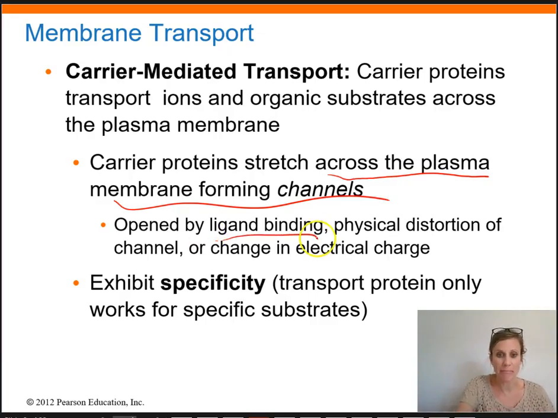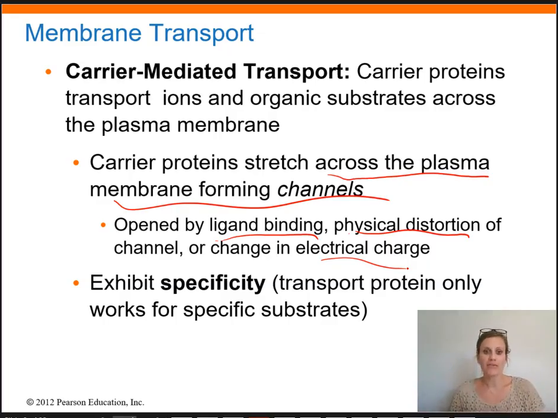They can be opened when something binds. So for example, a neurotransmitter can bind to the channel and that can open it. They can also be opened by actual physical distortion. What that means is squishing of the cell. So our touch receptors, for example, that give us the sensation of touch and pressure, those are actually opened by literally squishing or pushing them. And then some channels are opened by a change in electrical charge. Remember I told you guys before that inside the cell is negative compared to outside the cell. Well, there are some channels that open when we change that charge.